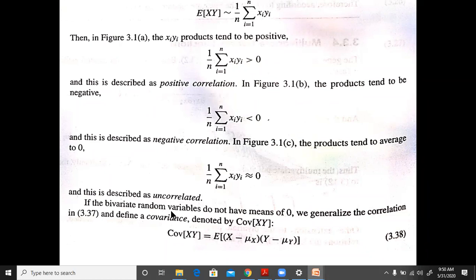If a bivariate random variable does not have a mean of 0, we generalize the correlation in equation 3.37 and define the covariance.